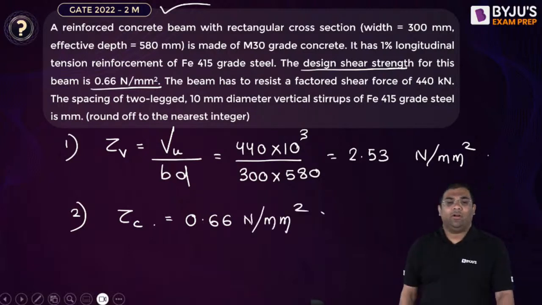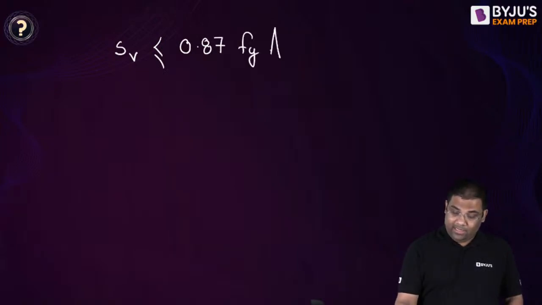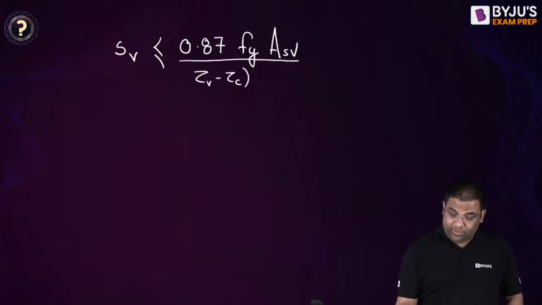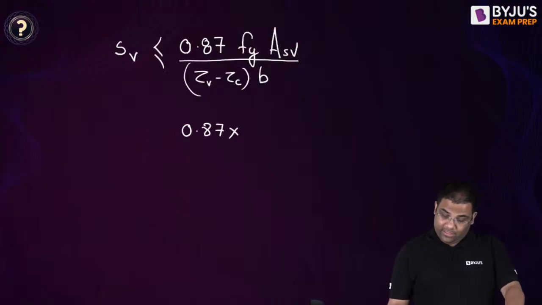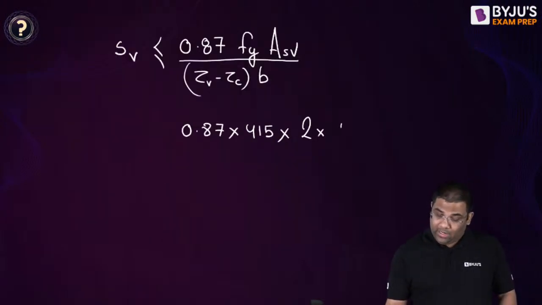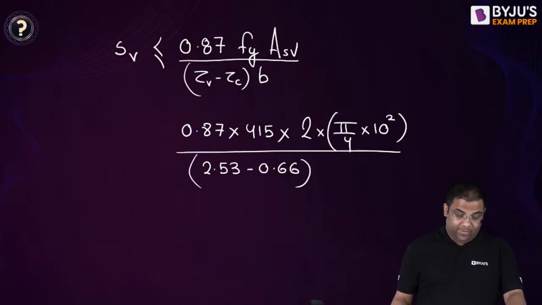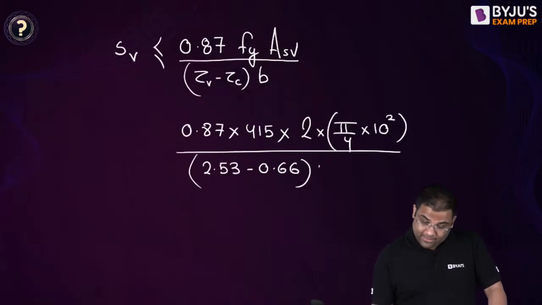So that's it. Tau V we got. Tau C we got. Directly you can put the formula now, right? That your SB, the spacing should be less than or equal to 0.87 FY, area of the stirrups, then tau V minus tau C into B. Very easy formula. So 0.87 FY is given how much? 415. You see, vertical stirrup 415, and they have given two legged 10 mm. So two legged, so two, and area for one leg is pi by 4 into d square, right? Further divided by tau V 2.53 minus tau C 0.66, and B is given 300. Very standard formula.